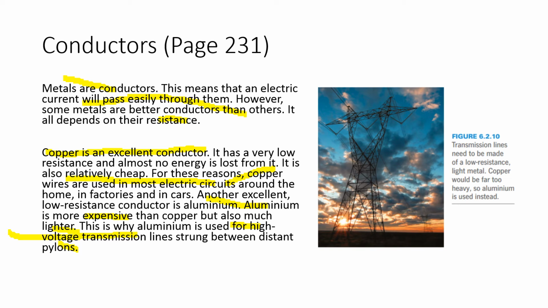In this case, which is why they are making a comparison between copper and aluminum. They note aluminum, even though it's more expensive, is lighter and highly conductive, because it has a very low resistance, which is why they prefer to use aluminum instead of copper for these high voltage transmission lines. They are shown between distant pylons. So moving on to the next slide, which is the last slide for this particular spread.